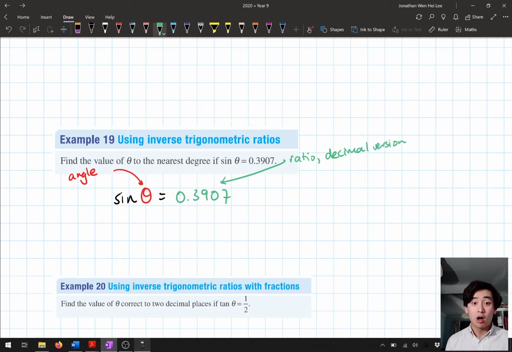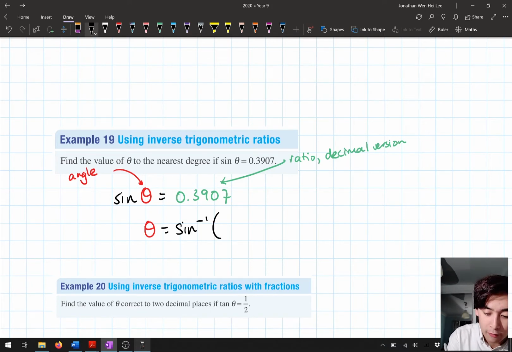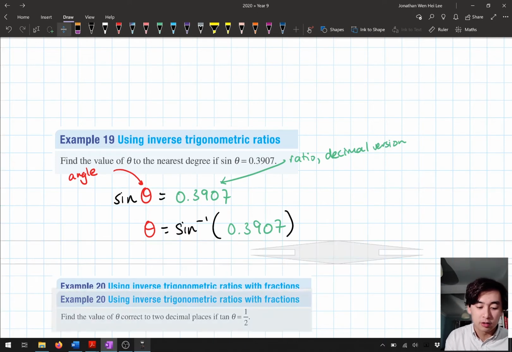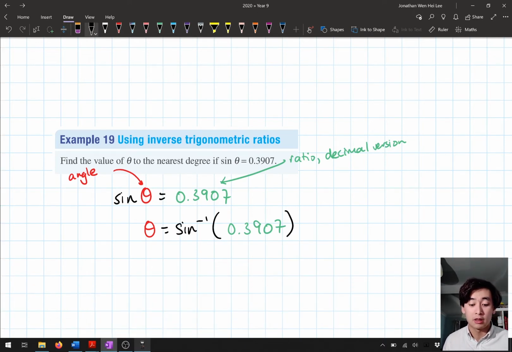So here, what am I going to do? Well, if I want to find the angle, how do I reverse regular trigonometry? I need to just use inverse trig of my ratio. So here, I'm going to use sine inverse of my ratio, 0.3907. So if you want to find an angle, you use inverse sine on the ratio that you're given. So here, theta is equal to sine inverse of 0.3907.